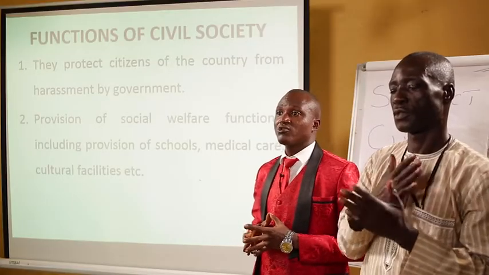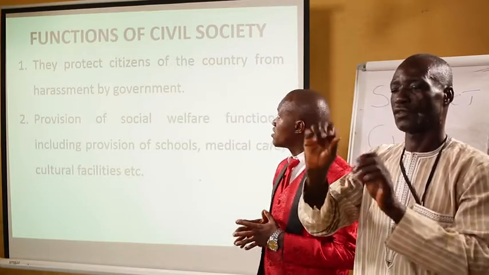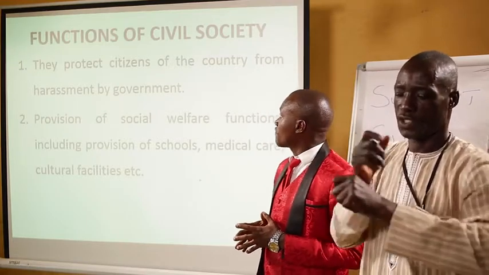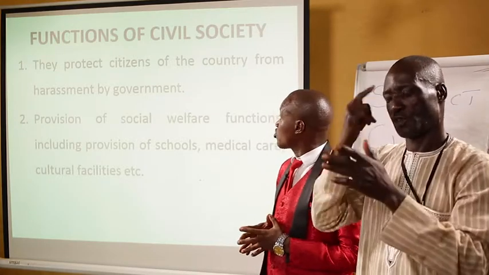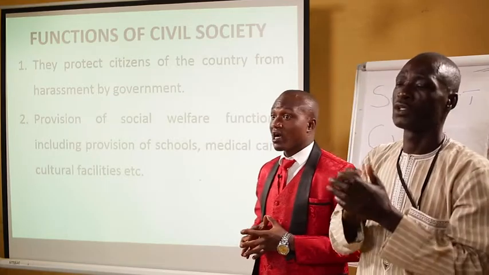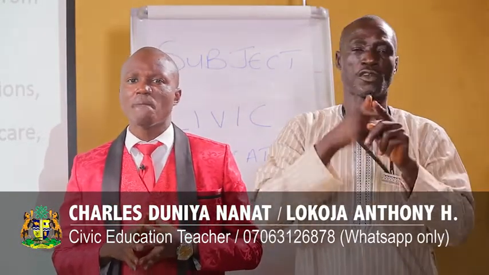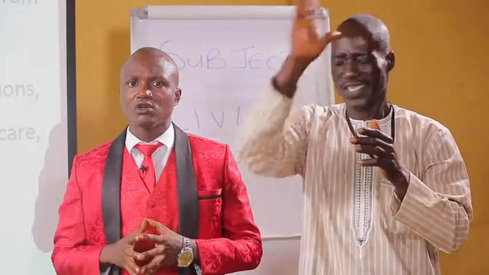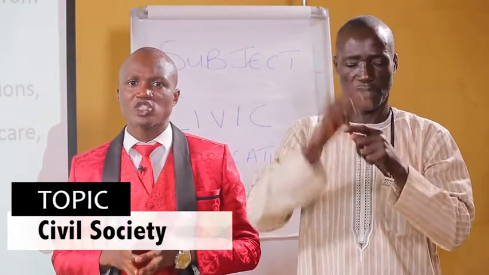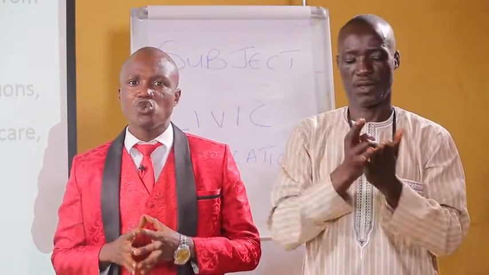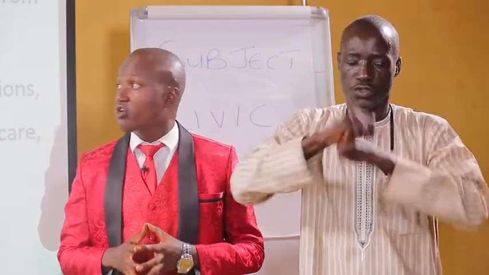My dear students, we shall be looking at the functions of civil society. 1, they protect citizens of the country from harassment by government. It simply means that they try to make the government respect fundamental human rights of citizens. That is, no citizen should be oppressed or denied of his rights by the government.